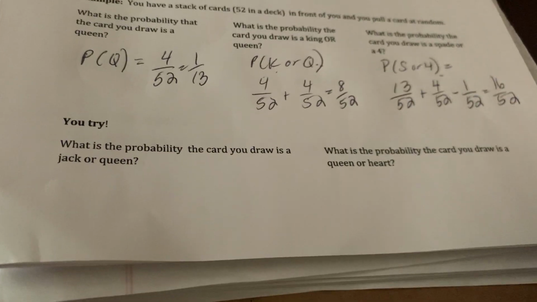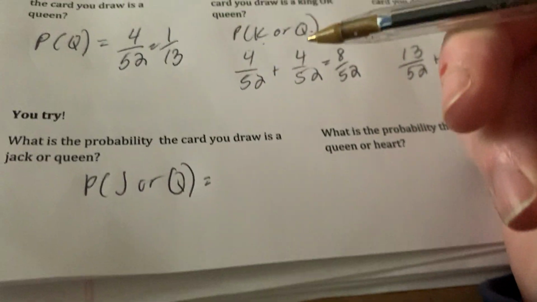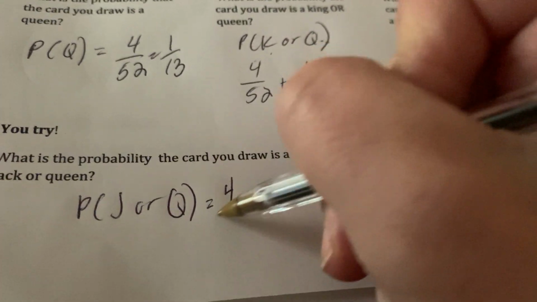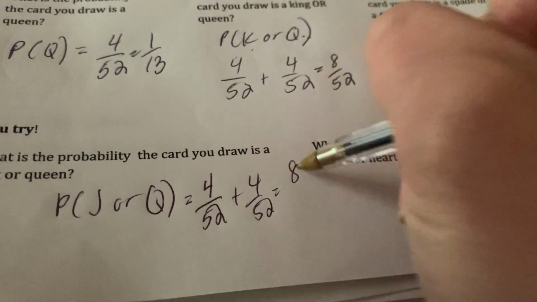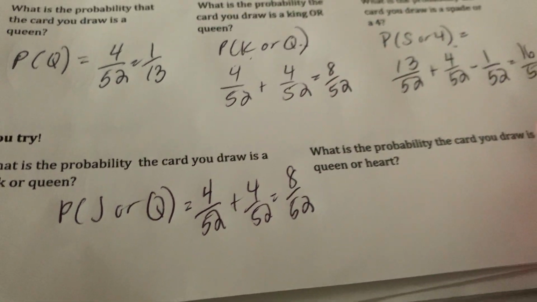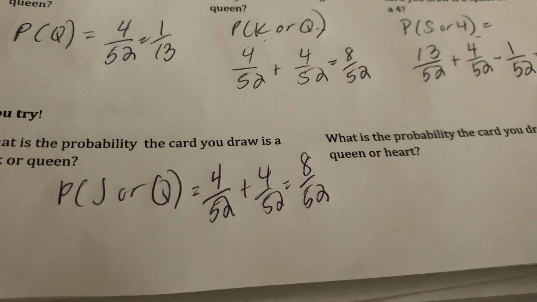So go ahead, pause the video, and you try it. All right, it says, what is the probability the card you draw is a jack or queen? So a jack is 4 out of 52, and a queen is 4 out of 52, and it's 8 out of 52. All right, so these will never intersect, ever.